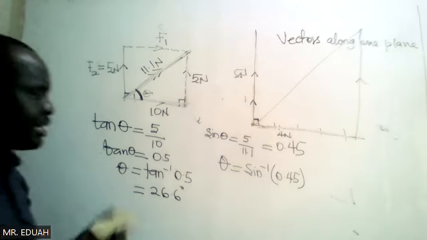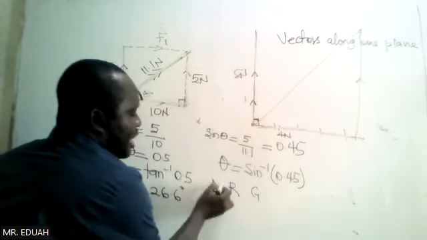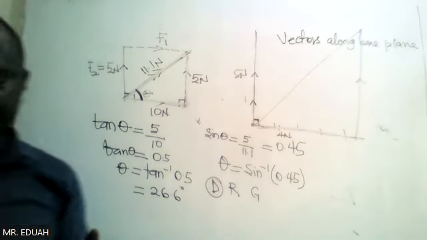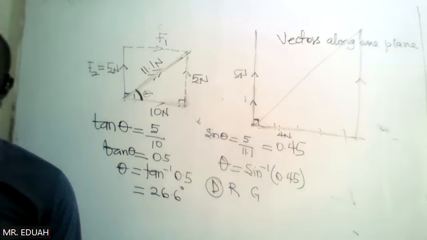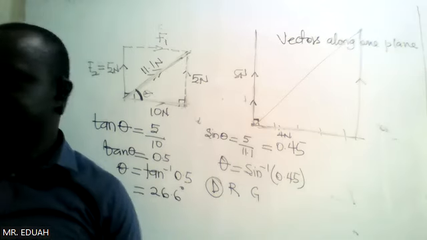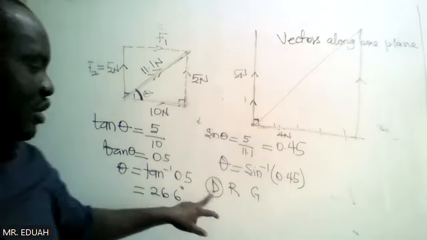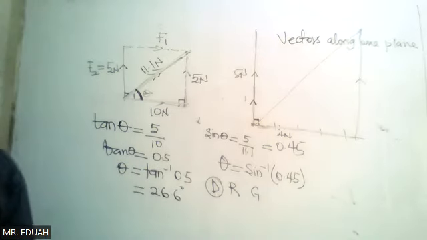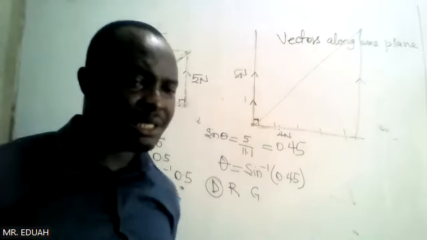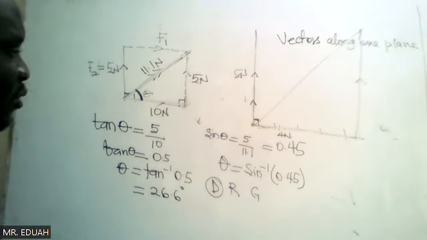Check if there's a D, R, or G. Your calculator must be on D, degree. This is on R. Yes, it's on R. That's the reason why. So whenever you are doing angular measurement and your calculator is not on D, it can change your value. When you come to school, I can teach you that. Okay.